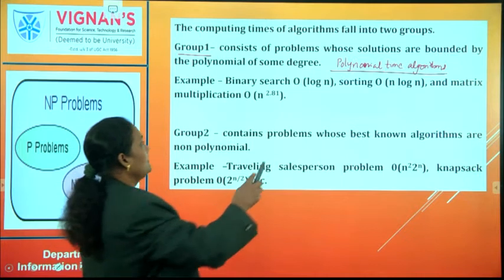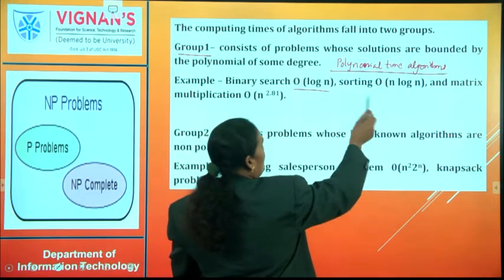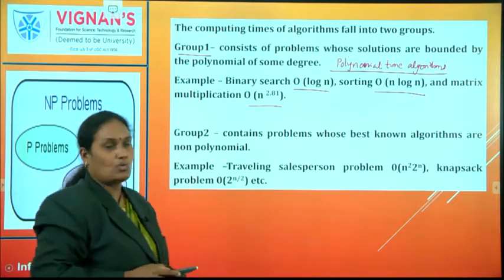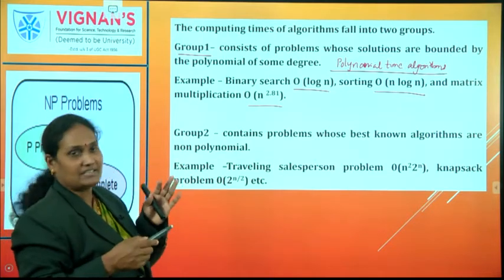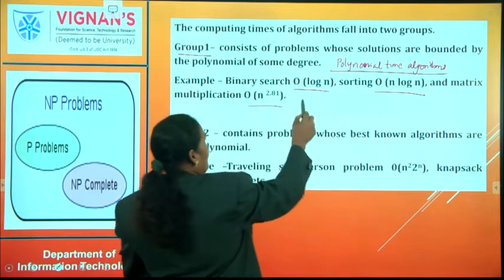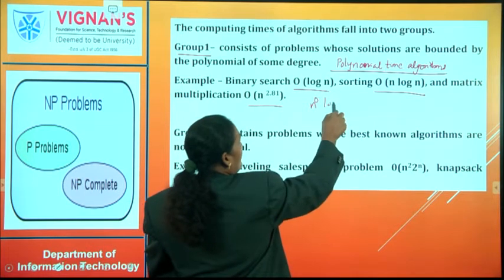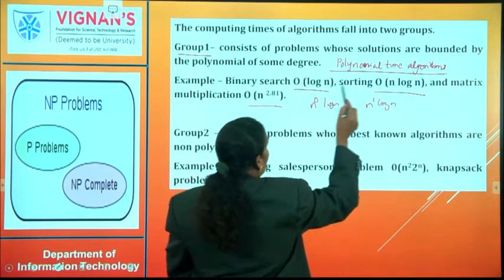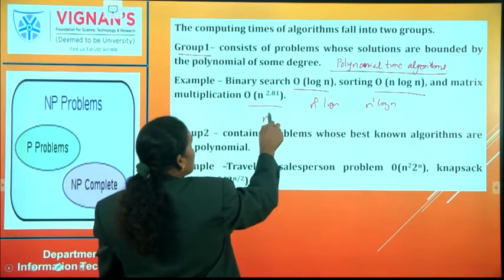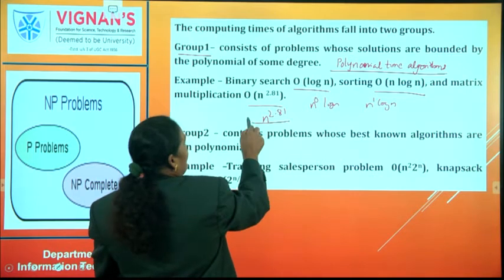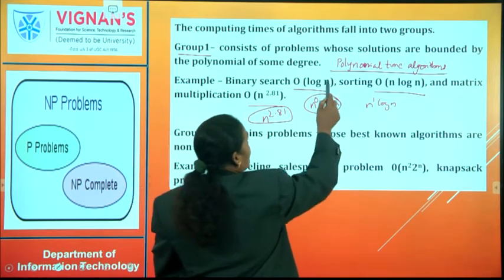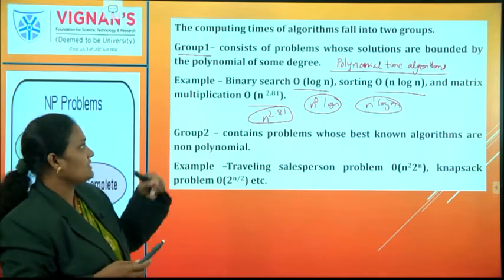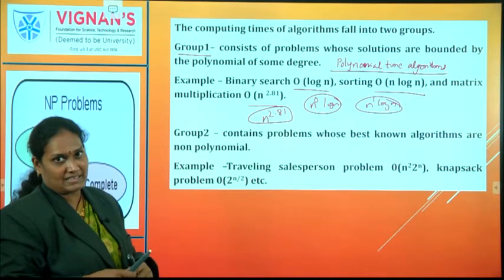For example, binary search is a polynomial. Sorting and matrix multiplication, all these we can represent. Here the polynomial I can write n power 0 log n. Here n power 1 log n. Here I can write the polynomial as n power 2.81. Like that, every term I can represent as a polynomial. So that's why these algorithms are called polynomial time algorithms.